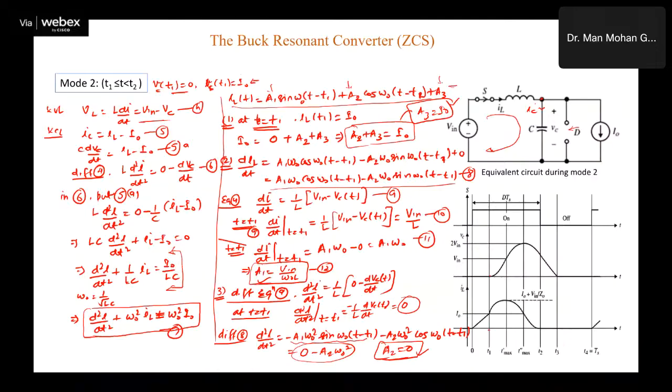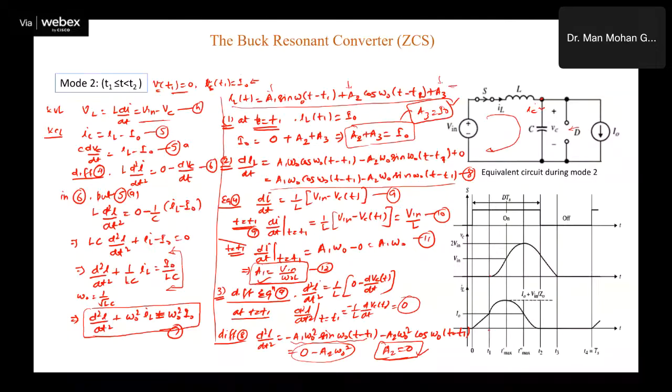VC(t) equal to Vin times 1 minus cos omega naught (T minus T1). L is already there, so omega naught will cancel out, L will cancel out. So VC(t) and IL(t) we have obtained.